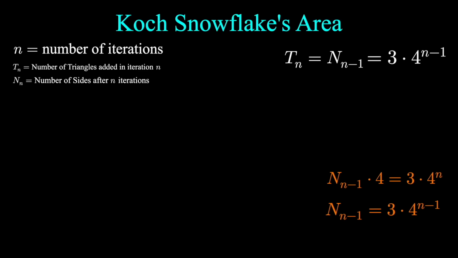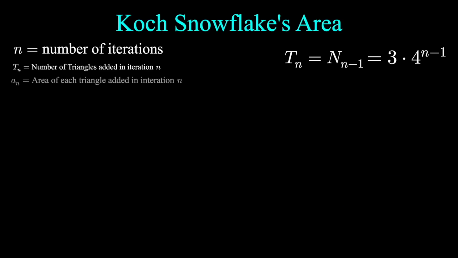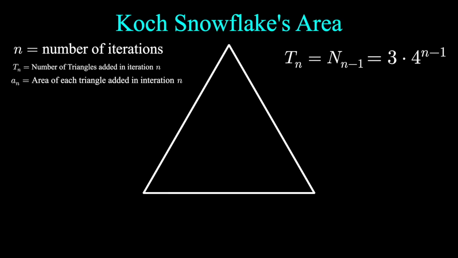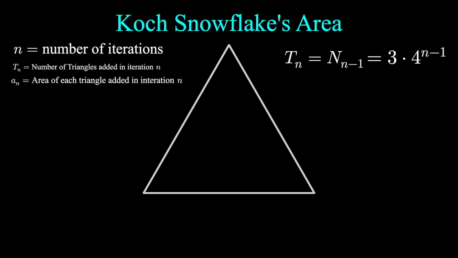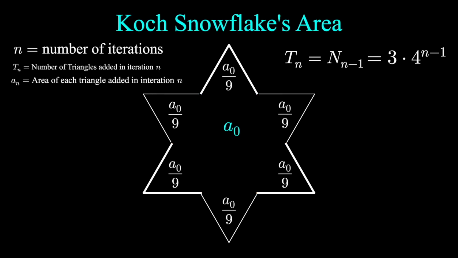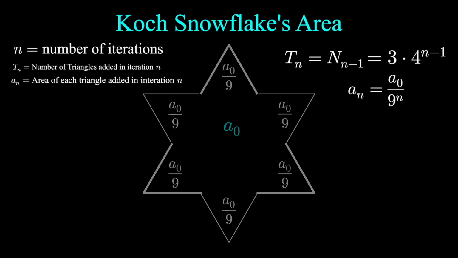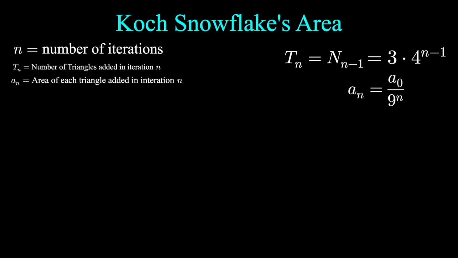What about the area of each triangle added? I'll call it A sub n. The thing to notice here is that each new triangle is 1/9 the area of the triangle in the previous iteration. If we start with this original equilateral triangle, again, we didn't specify the original area of the first triangle. Let's just call it A0, A initial. Since we divide up one of the sides into 3 segments, it has 1/9 the area. Which means that the area of each new triangle added is A0 divided by 9 to the n, n being the nth iteration.